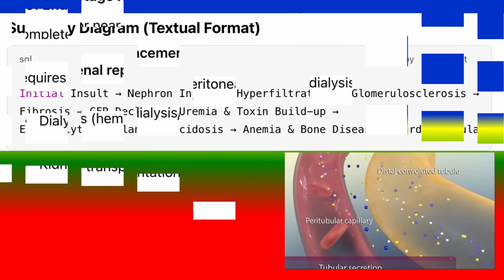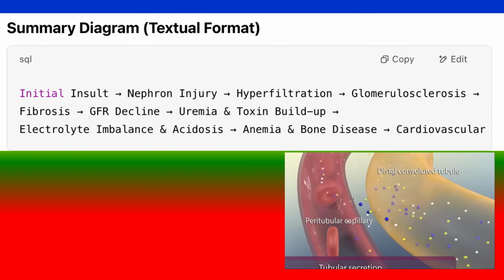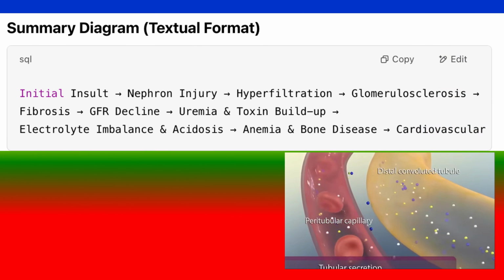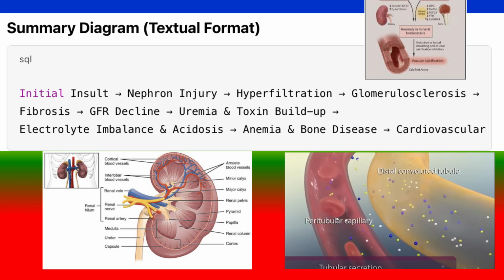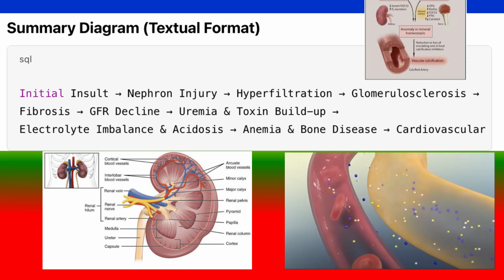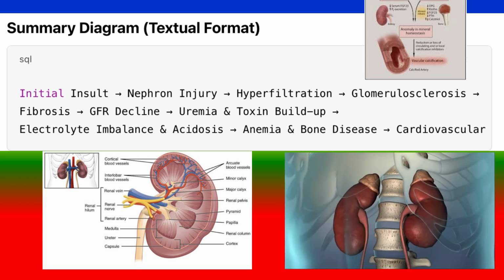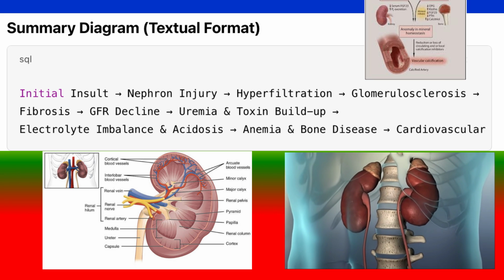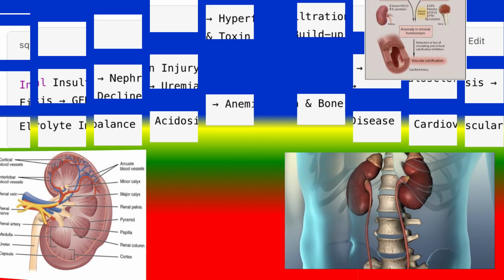Summary diagram: initial insult, nephron injury, hyperfiltration, glomerulosclerosis, fibrosis, GFR decline, uremia and toxin buildup, electrolyte imbalance and acidosis, anemia and bone disease, cardiovascular issues, ESRD.